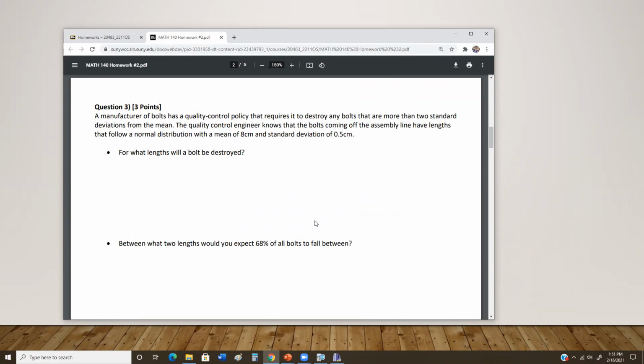A manufacturer of bolts has a quality control policy that requires it to destroy any bolts that are more than two standard deviations from the mean. A quality control engineer knows that bolts coming off the assembly line have lengths that follow a normal distribution with a mean of 8 centimeters and a standard deviation of 0.5 centimeters, okay.